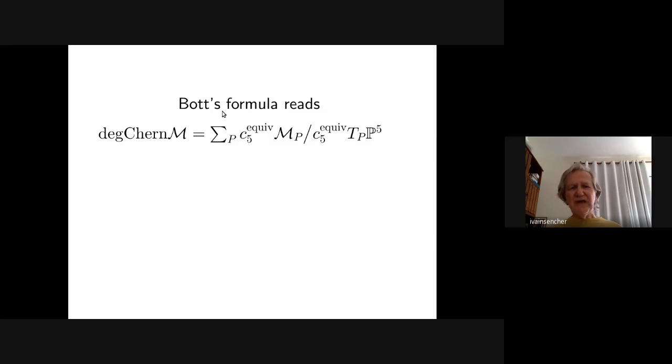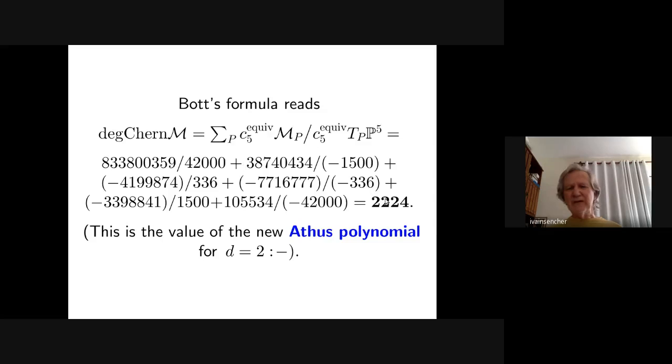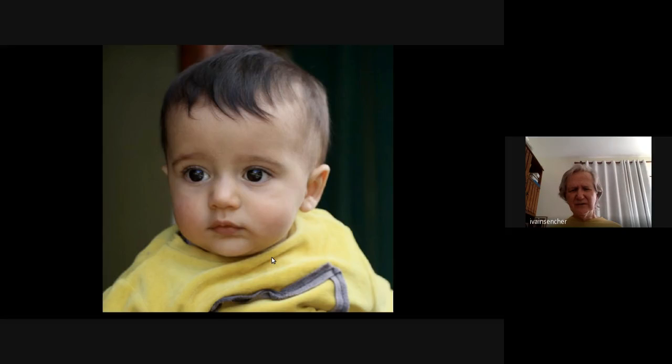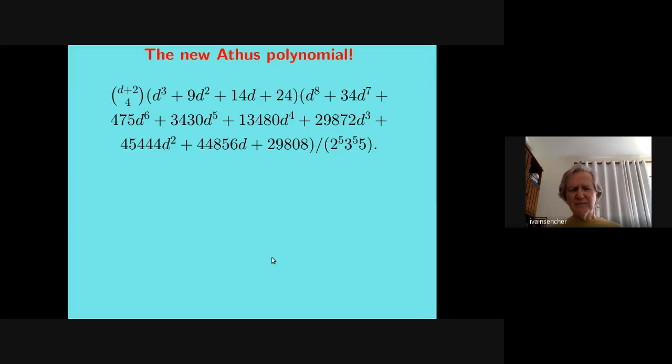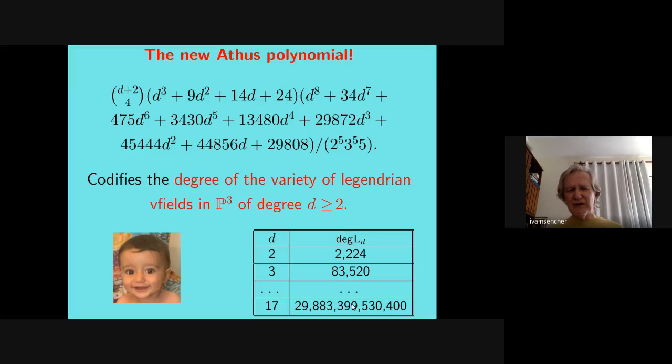Now, what the Bott formula says is that the degree I want to compute is a sum of contributions at each fixed point. And it's explicit, some numbers like this here. And you compute and you get this positive answer, okay? And that's precisely the value of the enumerative polynomial, precisely for d equals 2. There is the polynomial again, okay? It's gotten by interpolation. And the first few values are this one here.